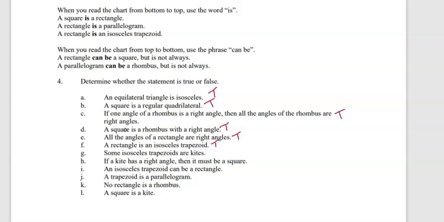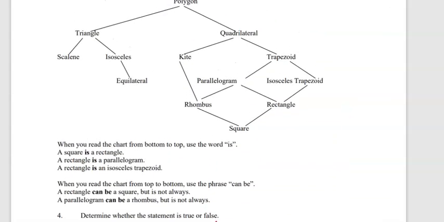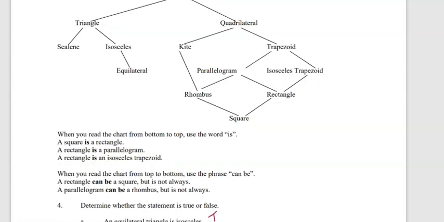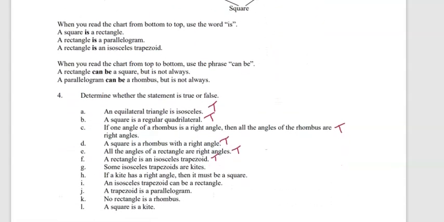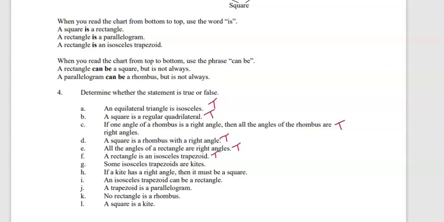Some isosceles trapezoids are kites. If you'll notice here, there is no connection at all between a kite and an isosceles trapezoid, because kites do not have a pair of parallel sides, whereas a trapezoid does have at least one pair of parallel sides. So there are not going to be any isosceles trapezoids that are kites. That's going to be false.